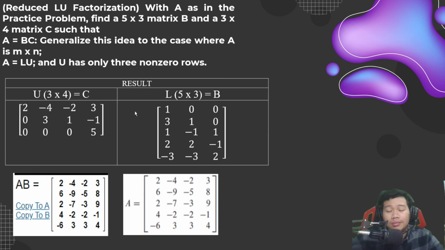Here's the result. Matrix U or C, which has 3 rows and 4 columns, and the matrix L or B, which has 5 rows and 3 columns. For proving, try to multiply the matrix L with matrix U. If the result is A, then it's correct. Here's the proof using the online calculator, and it's proven. This is the result from the online calculator.